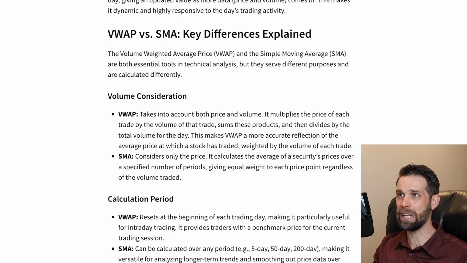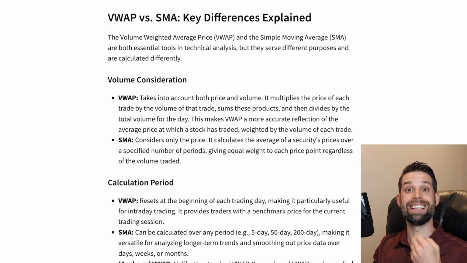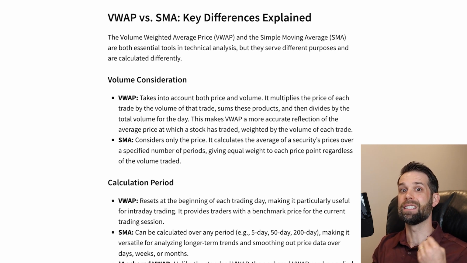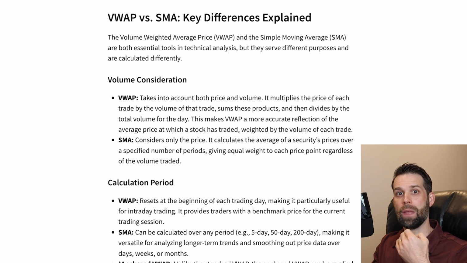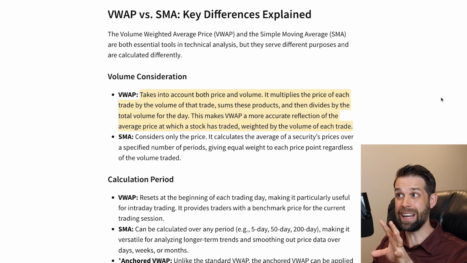Now, if we go back and compare the VWAP versus a simple moving average, which we talked about in some previous videos, you can see there are clear differences and clear scenarios where one is not necessarily better than the other, but used to help a trader understand different things. So again, as a good summary, the VWAP takes into account both price and volume. It multiplies the price of each trade by the volume of that trade.